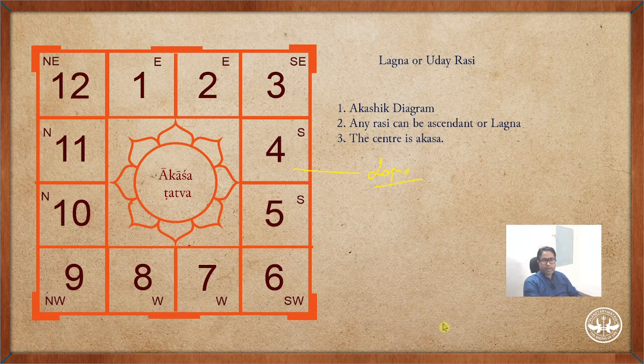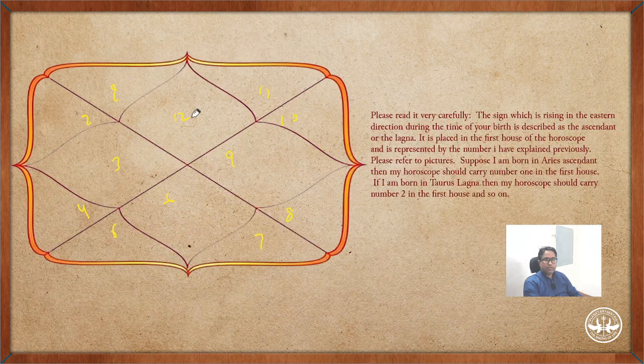In the North Indian chart, what happens? This is the North Indian chart. So in the North Indian chart, they will place these numbers over here. Like if Cancer is rising, they will place 4 over here, then 5 over here, then 6 over here, 7 over here. So this is how it works in the North Indian chart.